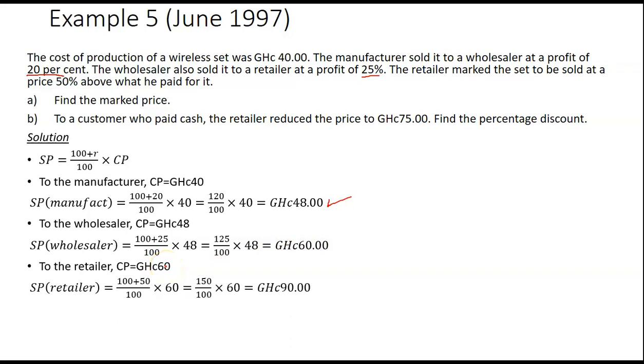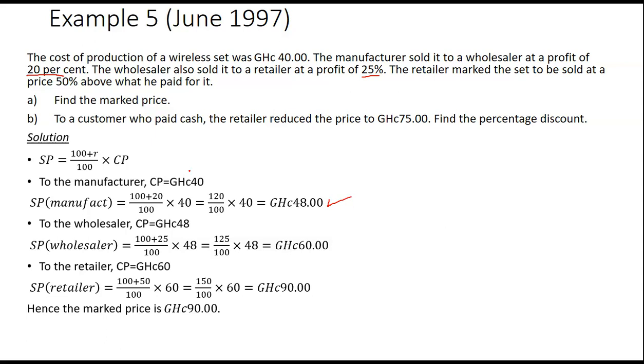So the selling price of the retailer should be 100 plus 50, which is 50%, over 100, times 60, his cost price, isn't it? So you have 150 over 100 times 60, which gives you what? 90 Ghana cedis. So meaning the retailer will sell it at 90 Ghana cedis. Are you with me? So the mark price is 90 Ghana cedis. Mark price means the amount the retailer wants to sell it for.